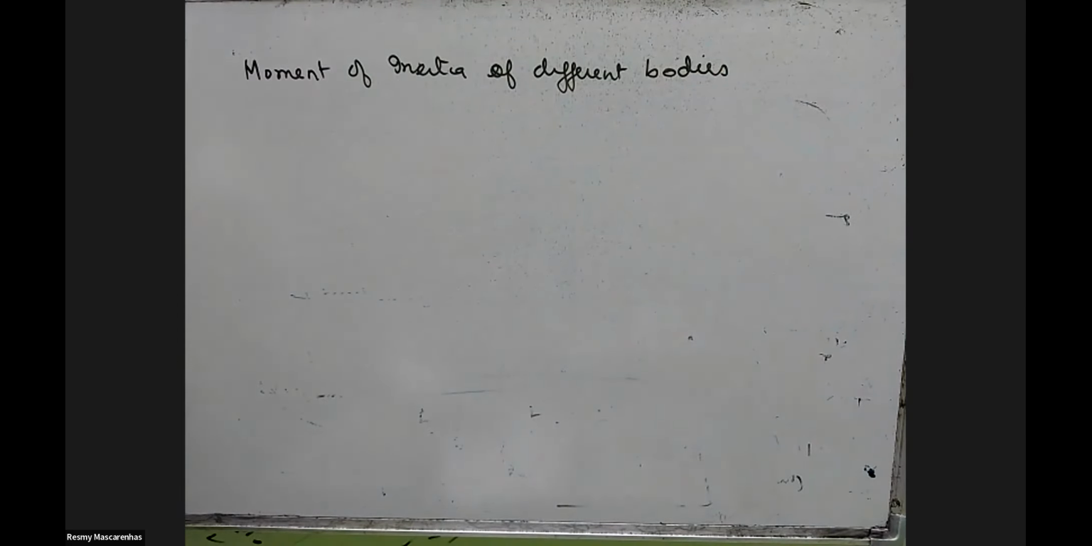Moment of inertia of different bodies. Suppose we have a rod, you can always calculate based on where the axis is and the length. For example, I'll do one small one only. First one.